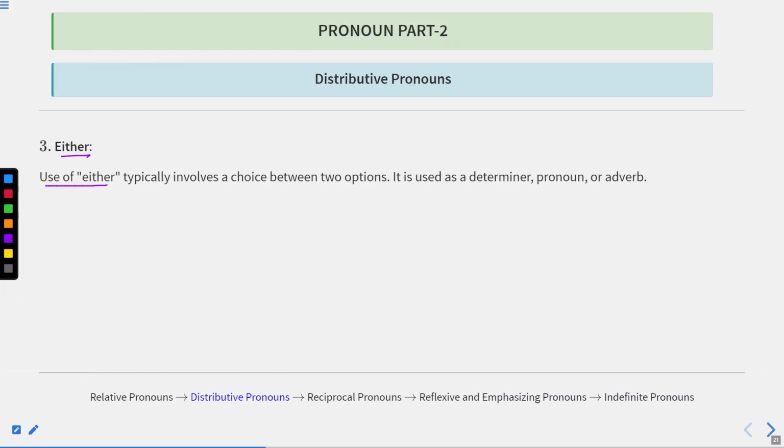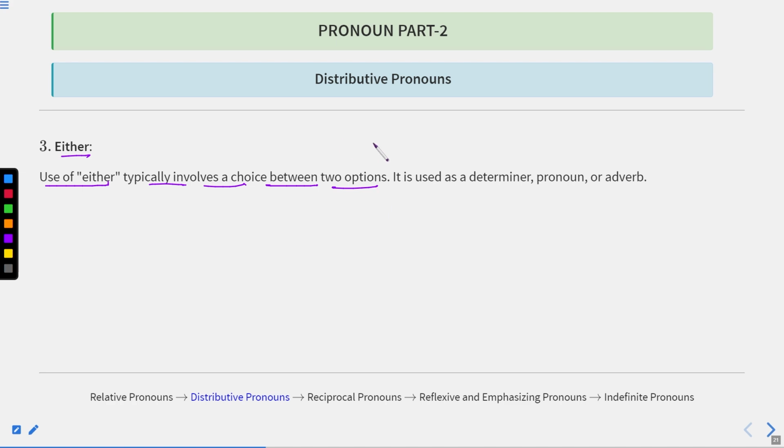Here, the use of either typically involves a choice between two options. Now, either is basically used only for two people, where from two we choose one. Okay, when we have two options, but we select one of them, we use the word either. So these two words, either and neither, can only be used for two people, whereas any, one or none can be used for more than two.